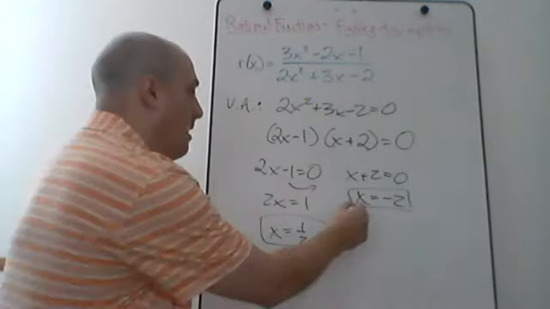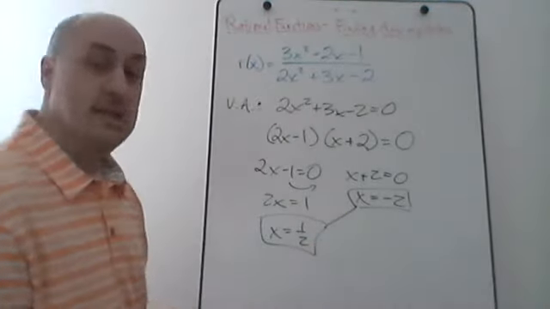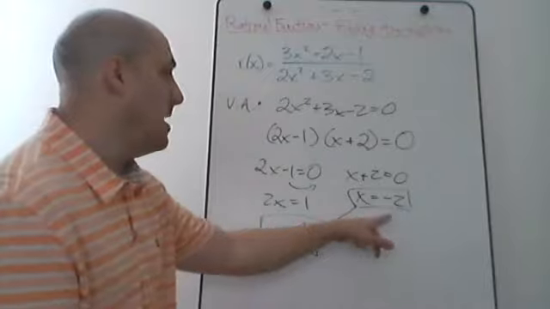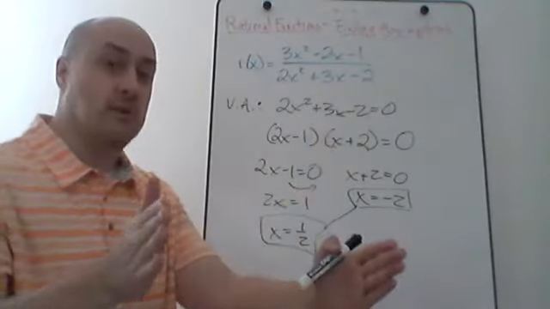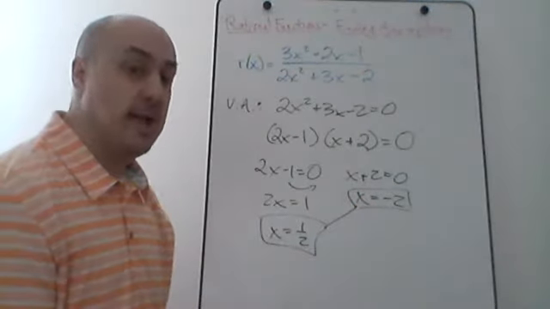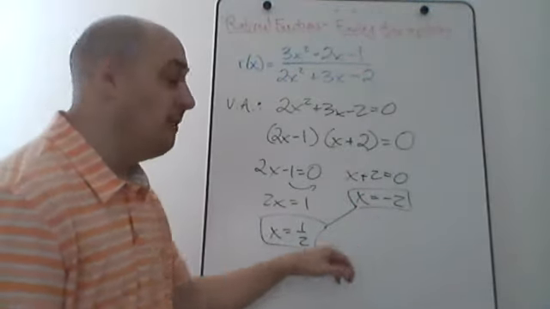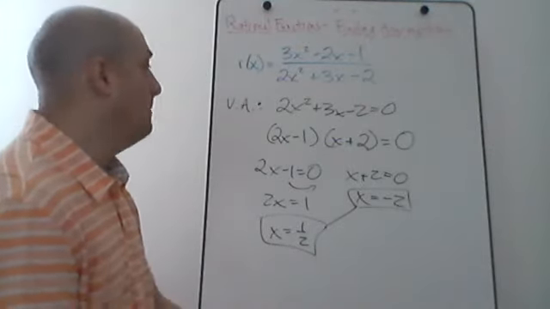So here are the equations of my two vertical asymptotes. The graph of this function is going to have two vertical asymptotes, x equals -2 and x equals 1/2. So that's where I'm going to have those vertical lines that the graph either goes up towards infinity or down towards negative infinity on either side of those two vertical lines. All right, so that's finding the vertical asymptotes.